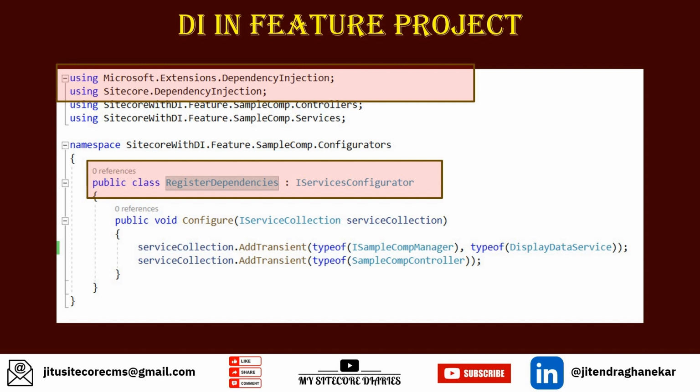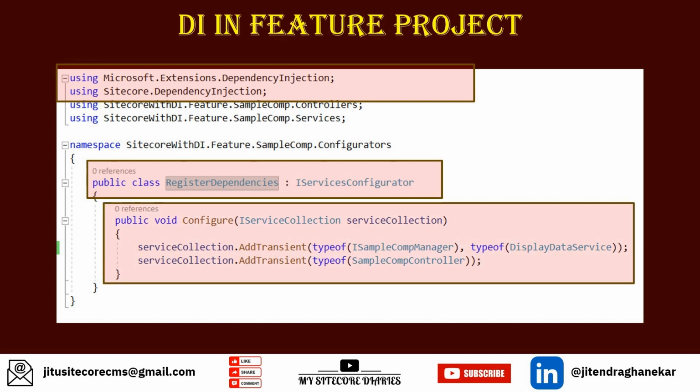So you have to create one class called RegisterDependencies which will inherit IServiceConfigurator as your interface, and in the Configure method of that RegisterDependencies class, you will have the parameter IServiceCollection. Okay, and then you can define the dependencies here.